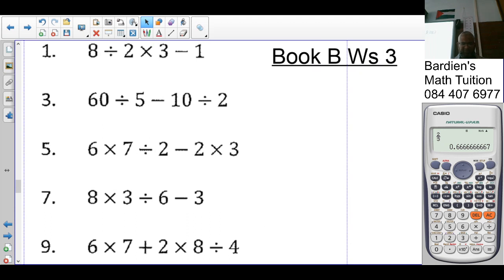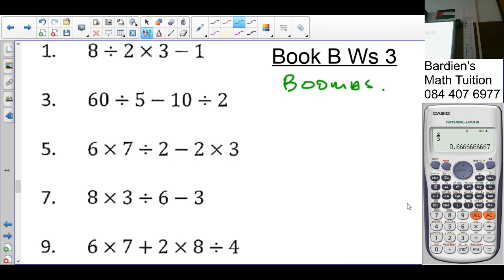We'll pause the video at this point. Okay, at this point you guys are done. So the first one, as you can see, has division, multiplication and subtraction. So what needs to be done first is your division. 8 divided by 2 is 4, times 3 minus 1. Multiplication gives 12 minus 1, which is 11.